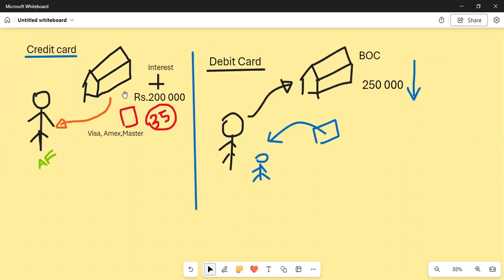Therefore, a credit card is a way of getting a loan, a bank loan. But debit card means for the money which is there in your account, you are getting a card. You can spend only that money. You can't spend more than that. Am I clear? That is what you call a debit card. Debit cards are also provided by associations like Visa, Amex, and Master. American Express is also there. Therefore, that is the way credit card and debit card differ.